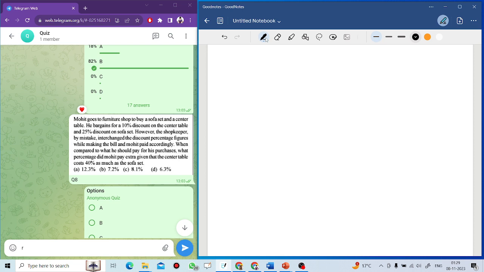Mohit goes to a furniture shop to buy a sofa set and center table. He bargains for a 10% discount on the center table and 25% on the sofa set. Okay, so basically we have a center table and a sofa set. These two things we have. 10% it was initially, and this was 25% initially. However, the shopkeeper interchanged the discount percentage. So with this interchange, what percentage did Mohit pay extra?